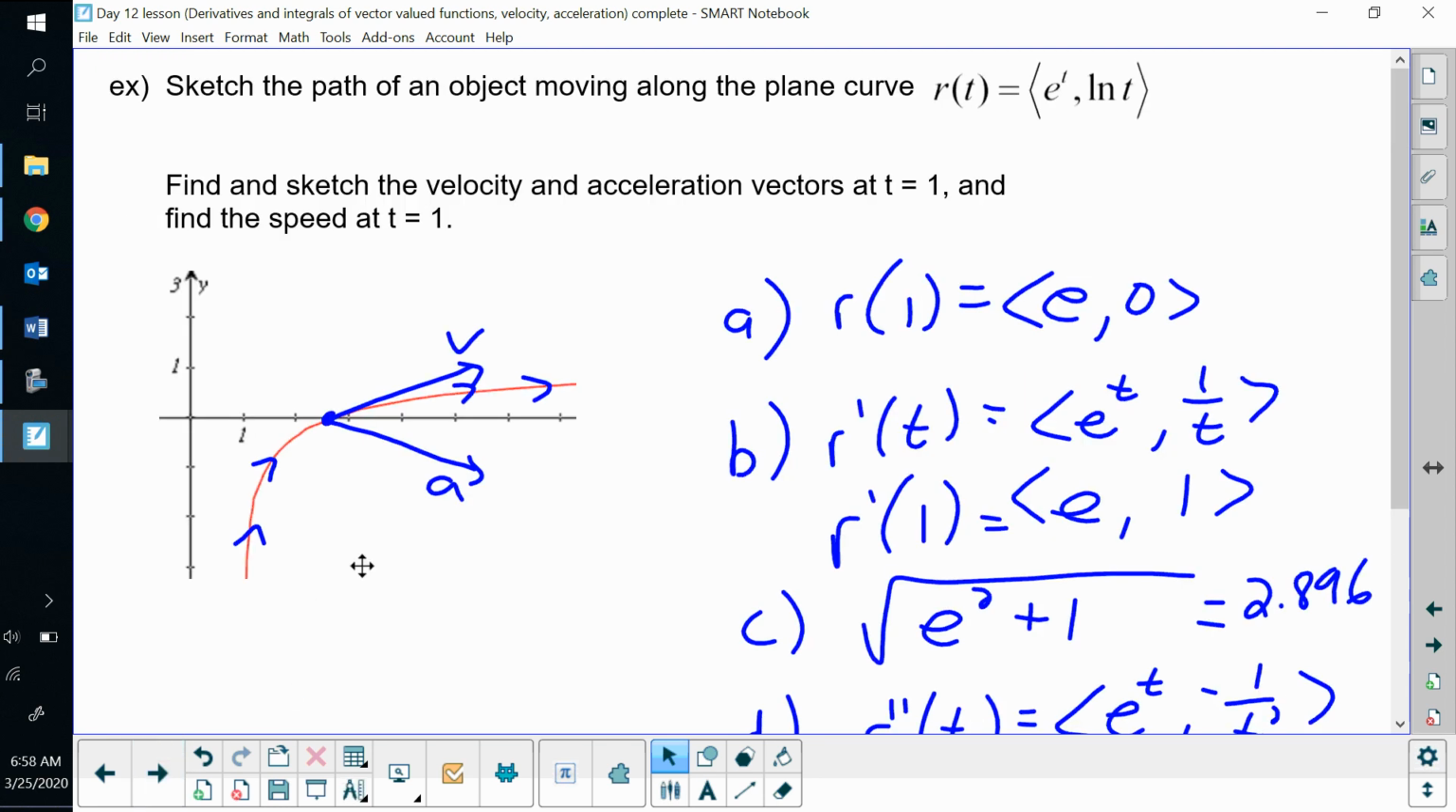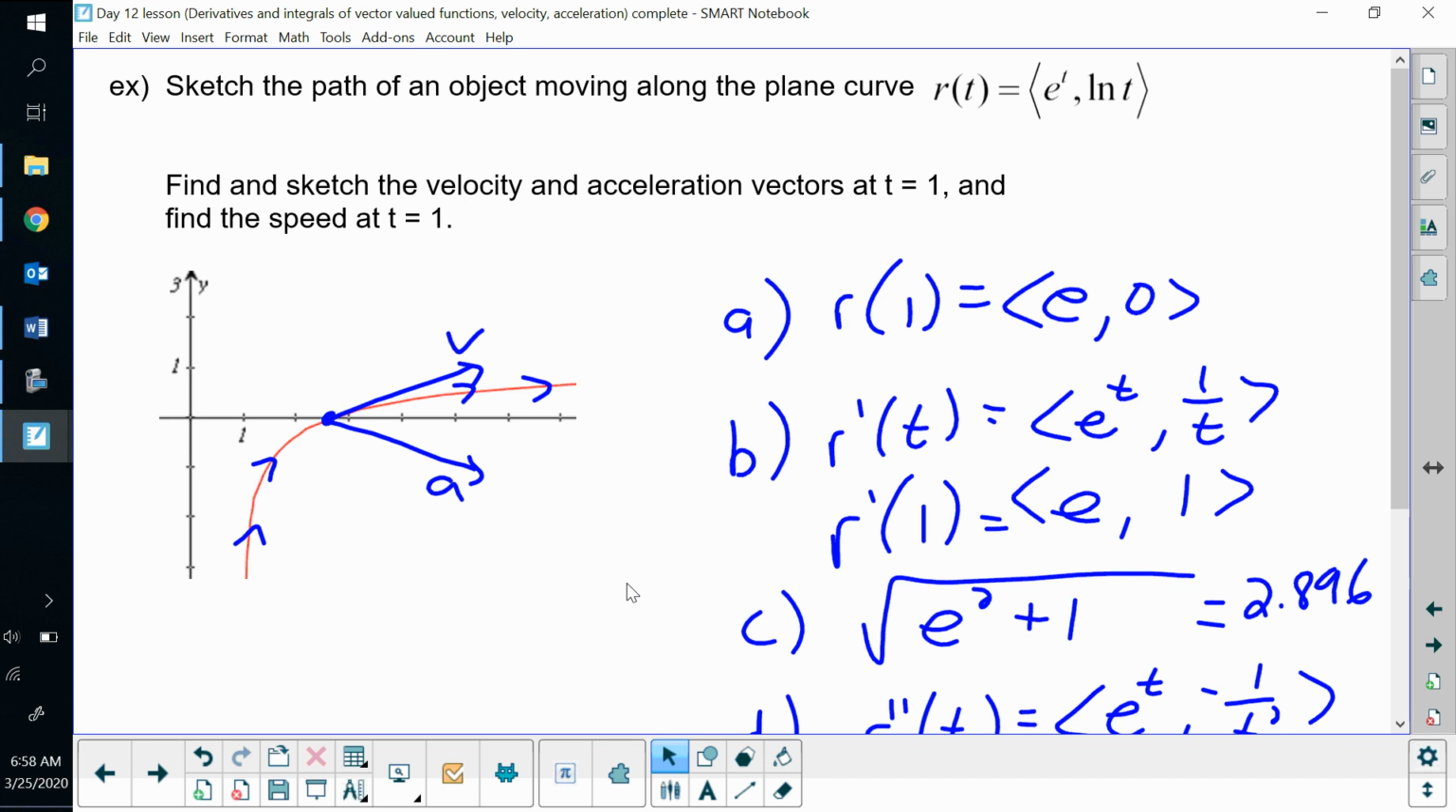Just another example doing those same things. So our position, if this is our original vector valued function, if we sub in 1, we get e comma 0. So here's our initial position. Take your derivative, sub in 1. So we're going right 2.7 and up 1. So there's our vector for our velocity. The length of that would be the speed, and that's what we're finding in part C here.